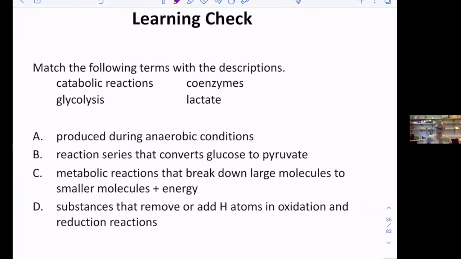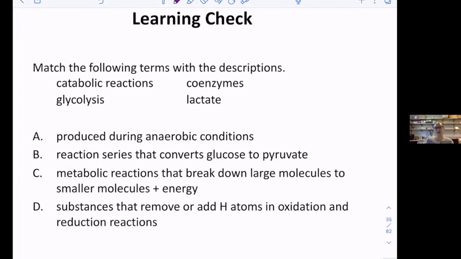Okay, so match the following terms with the descriptions. Let's go through these real quick, remembering and reviewing some of our vocabulary. So please take a moment to do this on your own. And then I'm going to go through the answers now, as you know the drill by this point. This time I'm going to do it a little bit backwards, but let's see.